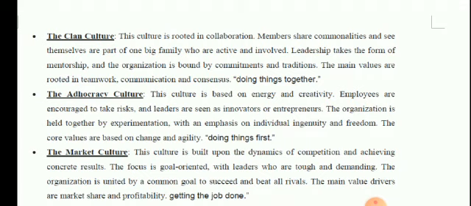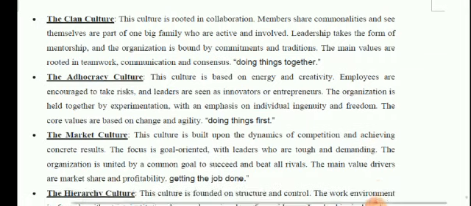The main value drivers of this culture are market share and profitability, getting the job done anyhow, whatever be the consequences, whatever be the situation, getting the job done.